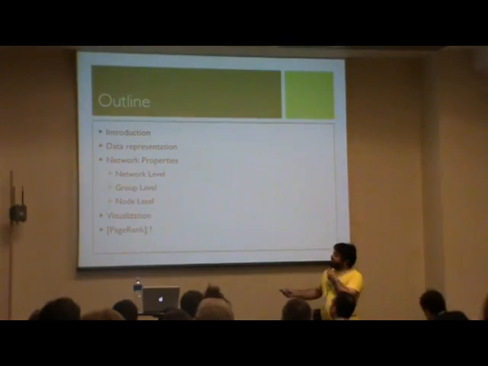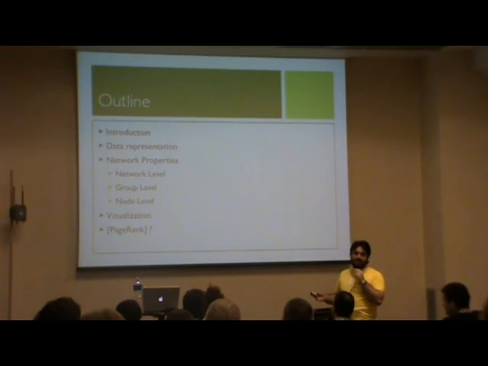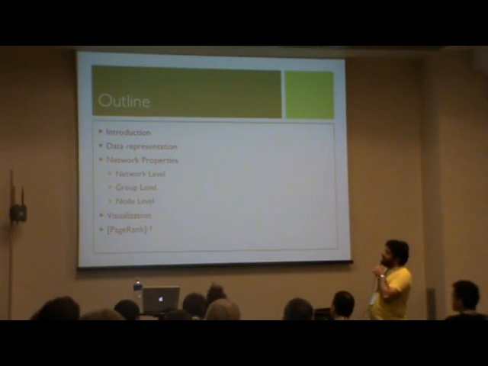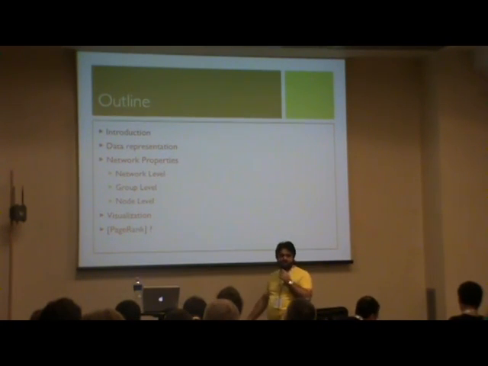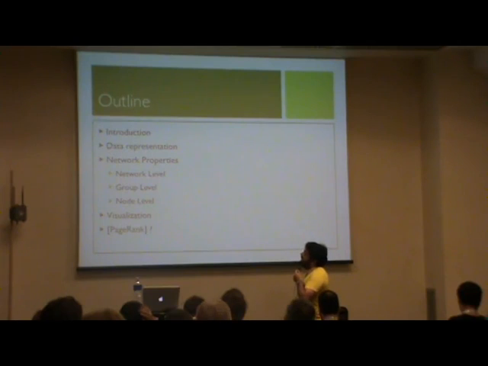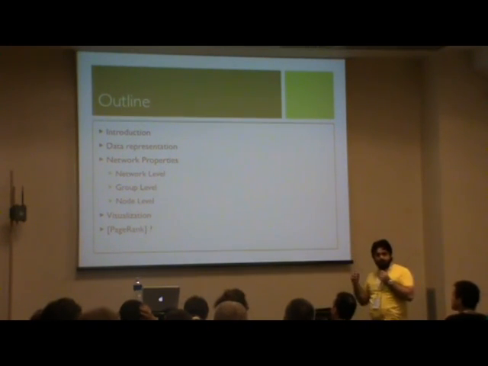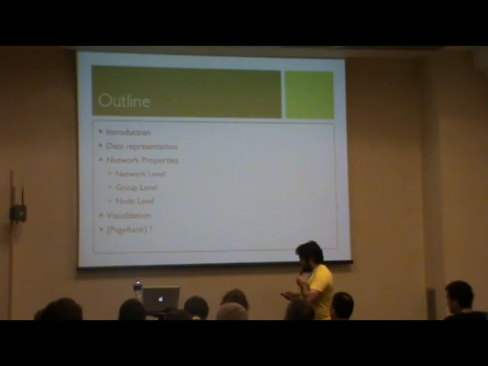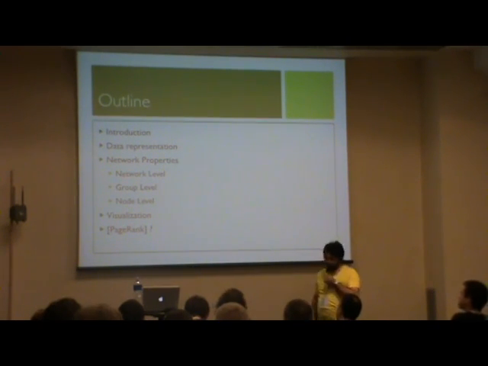This is a brief outline of the presentation. First, I'll introduce social network analysis, whatever we will be doing later. Then I refresh the representation of networks. And then I introduce network properties, which are the core of social network analysis. We'll see network level properties, group level properties, node level properties.